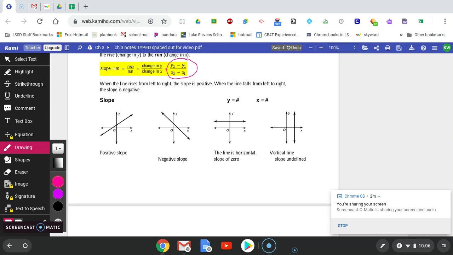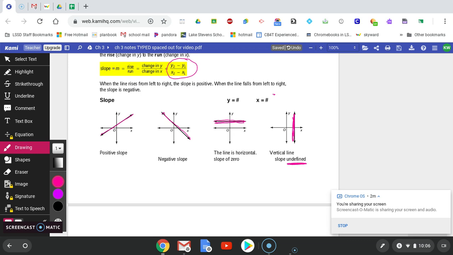Okay, so talking about trends in slope. If it's increasing from left to right, it's going up, that's going to have a positive slope. If it's decreasing from left to right, it's going to have a negative slope. If it's a straight horizontal line, it is a slope of 0. And if it is a straight up and down line, a vertical line, the slope is actually what we call undefined. You would say the slope is undefined.